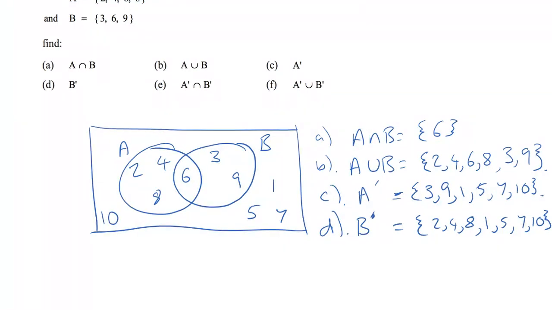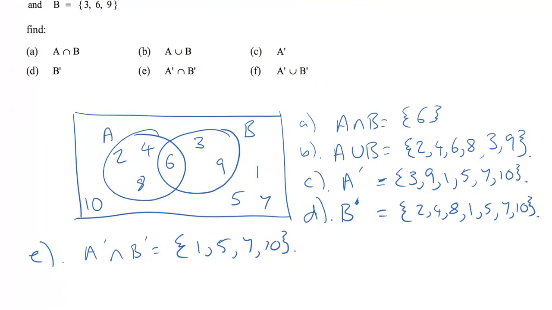E, now then, we're going to get more complicated now. Let's see if we can think about this. The intersection of the elements in A dash and in B dash. Now, we can either use our previous two answers for part C and D to help us, or we can look directly at the Venn diagram. The things that are not in A and they're also not in B, well, this is going to be 1, 5, 7, and 10.